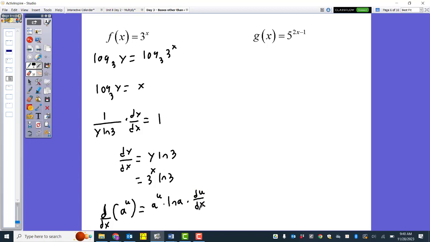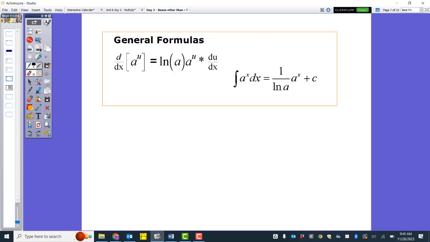So we're going to apply that here. We're going to say this is 5 to the 2x minus 1 times natural log of 5 times the derivative of the inside, which is 2. So we end up with 2 natural log of 5 times 5 to the 2x minus 1. And we see that formula written out here. Now, this also lets us find an integral formula for it. We can say the integral of a to the x is 1 over natural log of a times a to the x plus c.